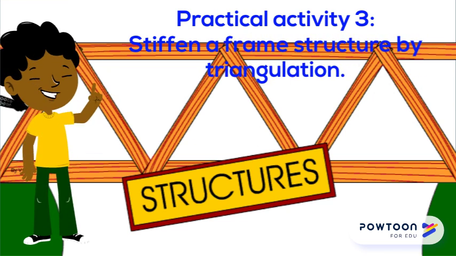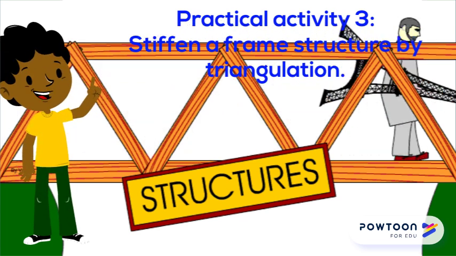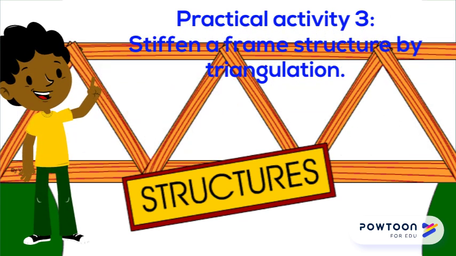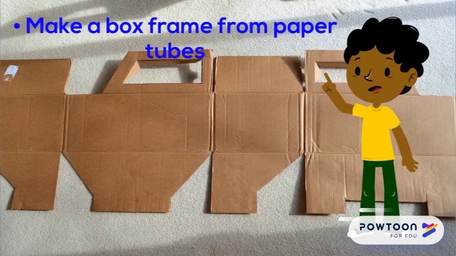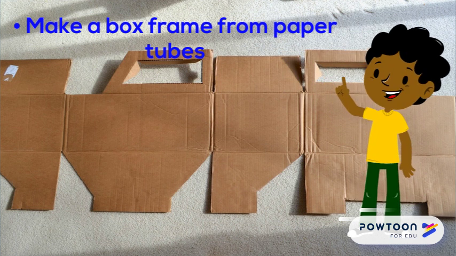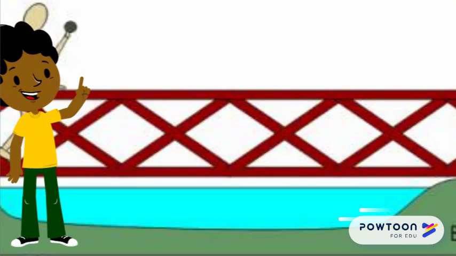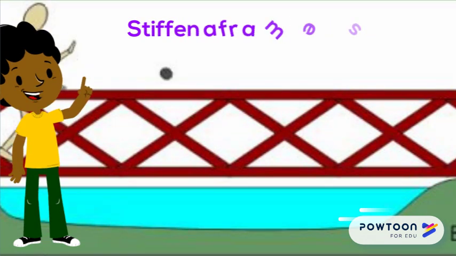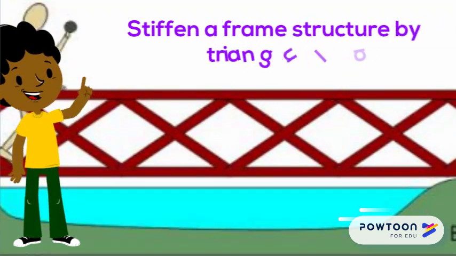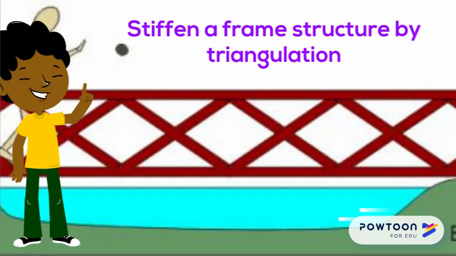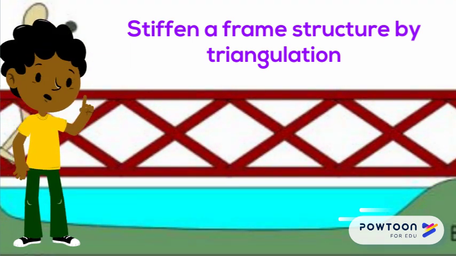Moving on to practical activity 3, where we stiffen a frame structure by triangulation. Make a box frame from paper tubes. Join the structural members with tape. Insert struts to create triangles. Use the corner joints or the gussets to support the frame edges, and now follow steps 3 to 6 as in practical activity 1. The figures below show step 1, 2, and 3, and figure 5 shows a stiffened frame structure by triangulation.